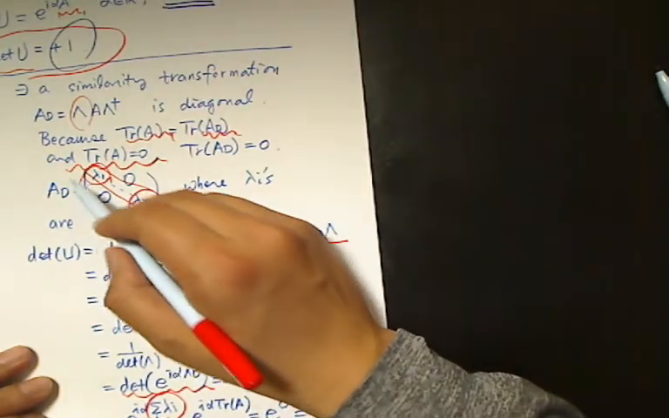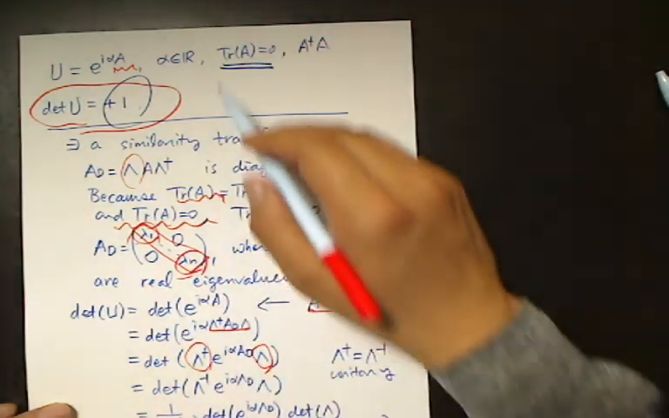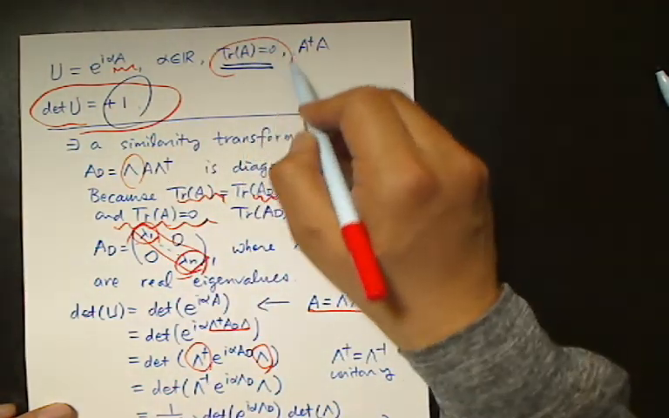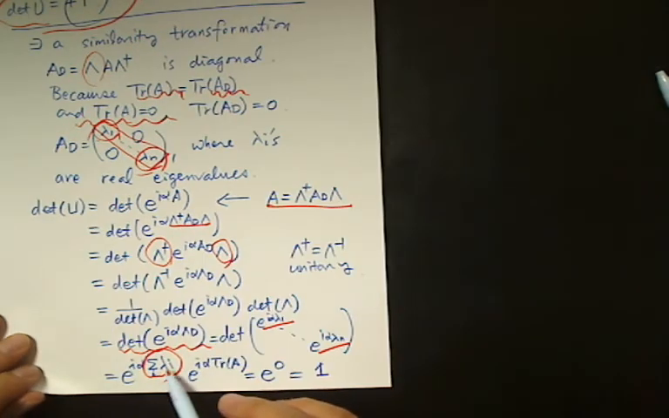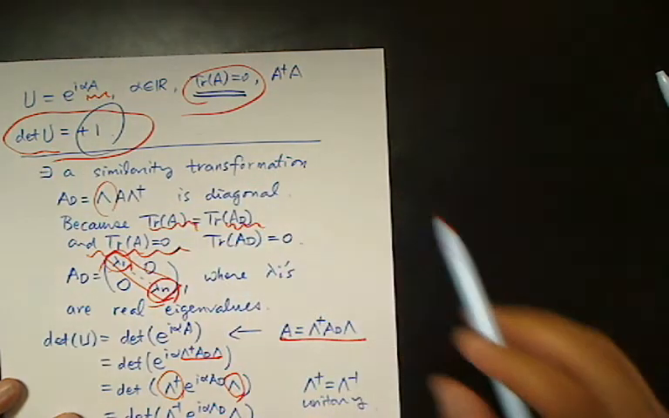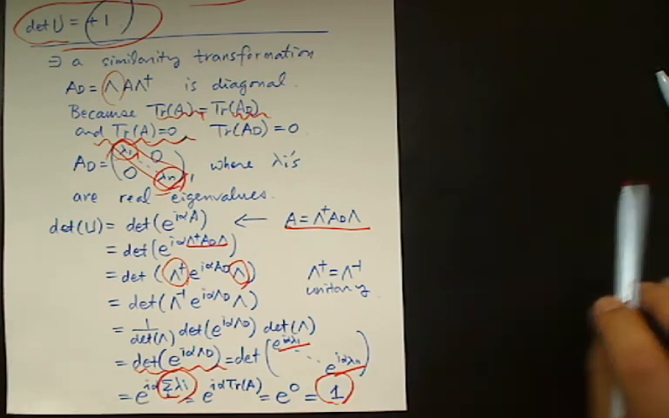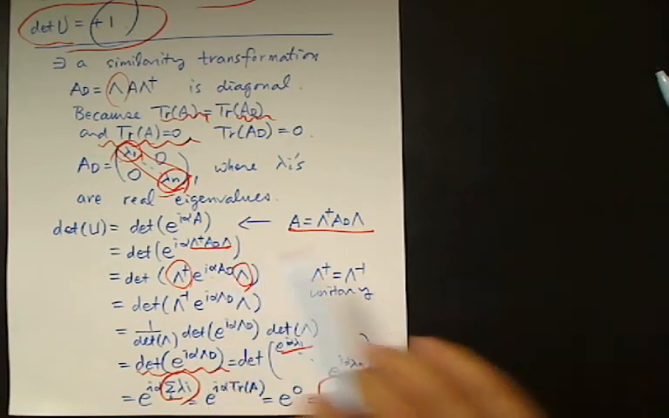And the trace of the diagonalized matrix must be the same as the trace of the original matrix. But the trace of the original matrix is 0. So this is 0. If I substitute 0, exponential of 0 is plus 1. Therefore, this kind of unitary transformation has the determinant plus 1. Alright, so we have completed the diagonalization of chapter 9.